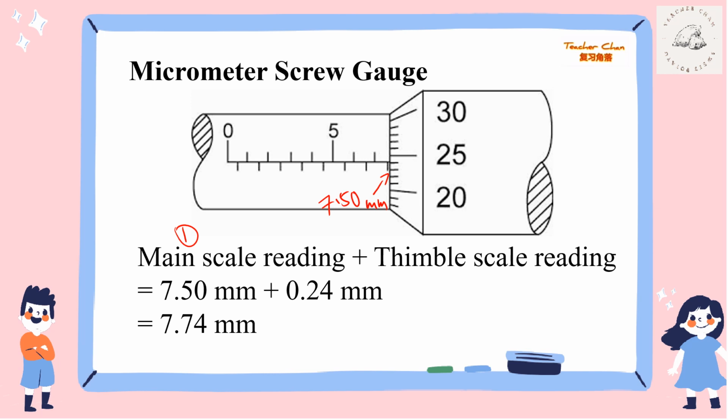Next, we have to find the thimble scale reading. In this picture, the thimble scale reading is 0.24 millimeter. After we total them up, we will get the reading, which is 7.74 millimeter.